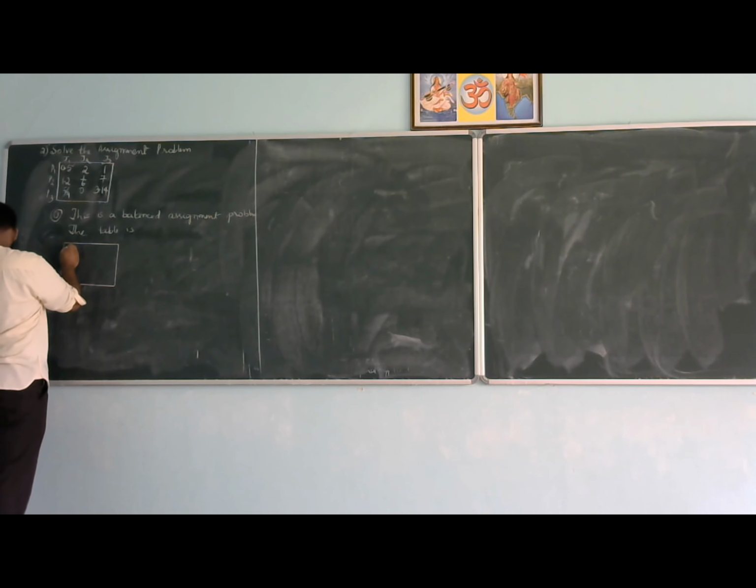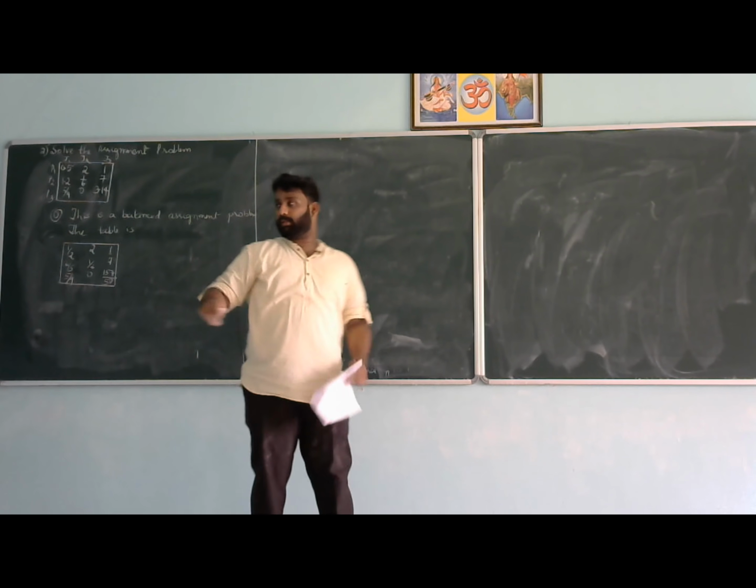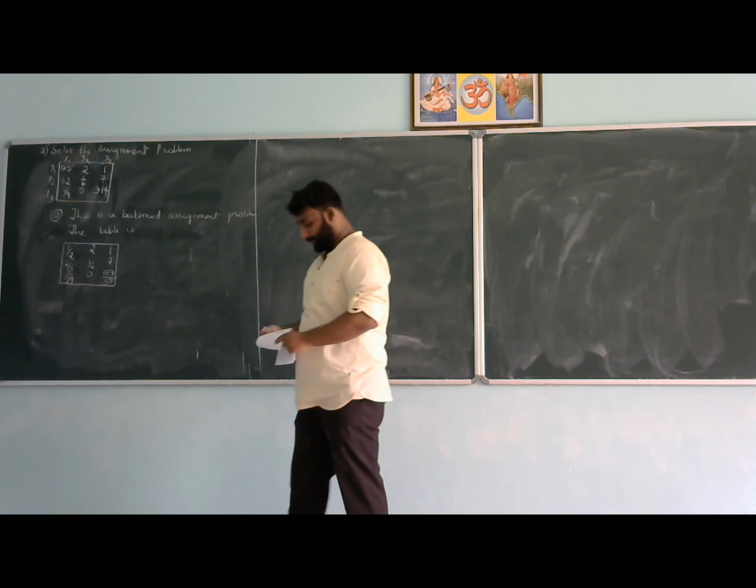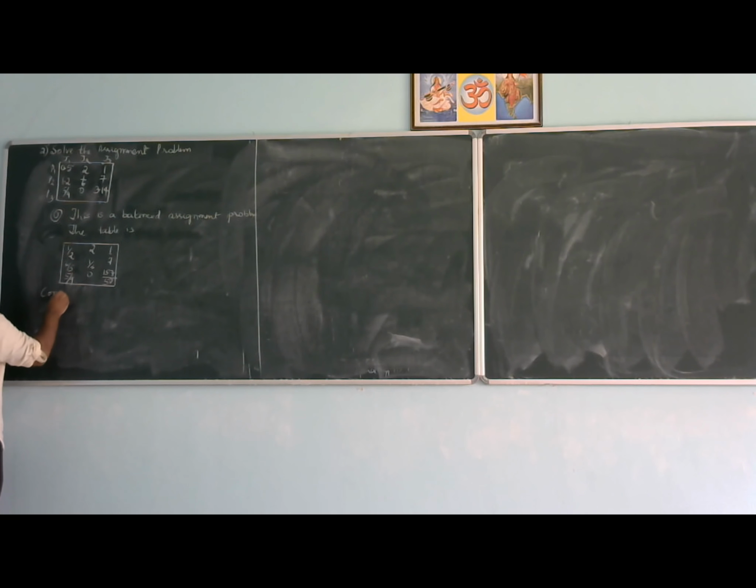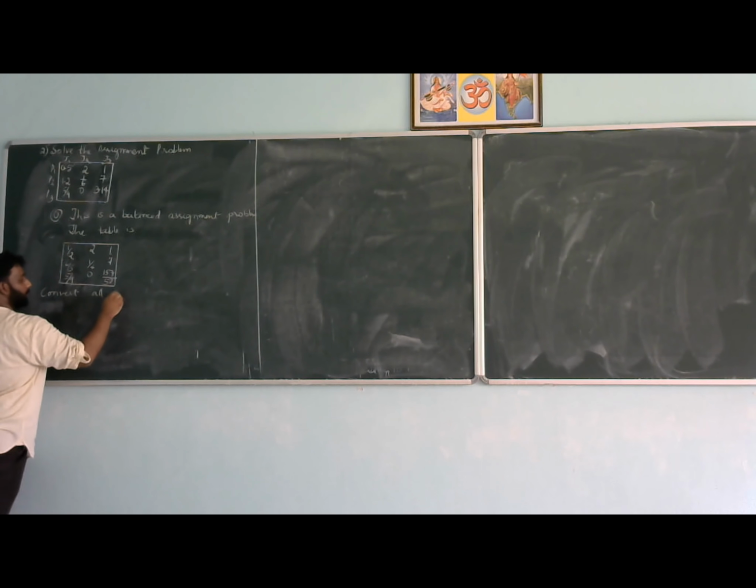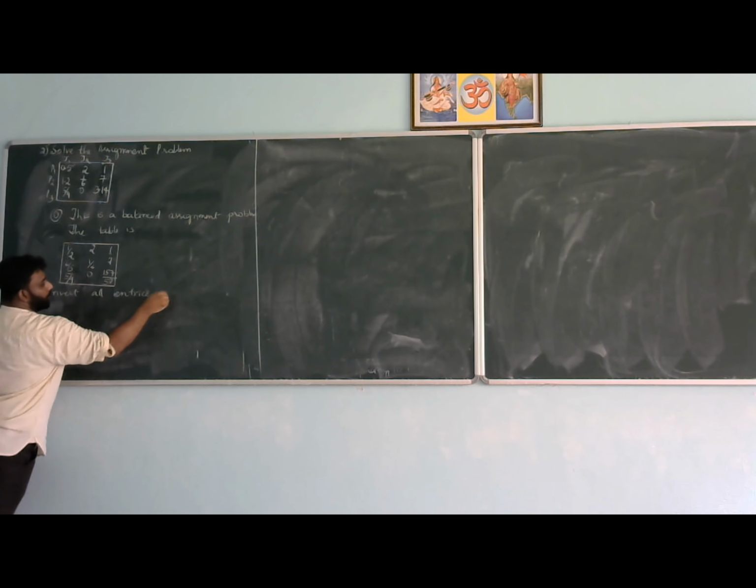What happened to the table now: 0.5 became 1/2, 1.2 became 12/10, which is 6/5, then we go 1/6, 7, 5/9, 0, and 3.14 became 157/50. So all our decimals come under rational numbers. So what should we do now? Convert all entries into integers.